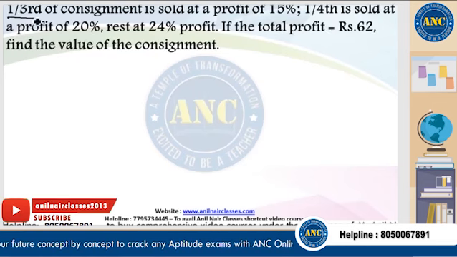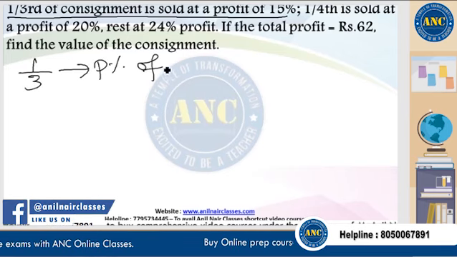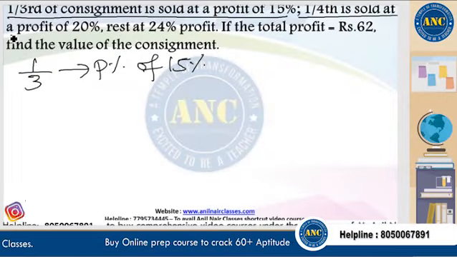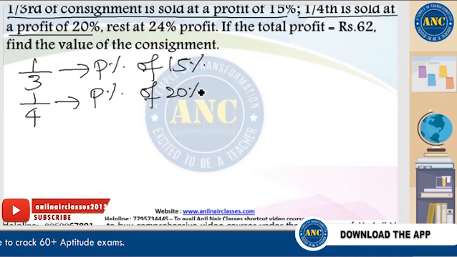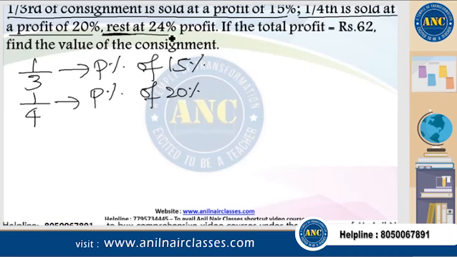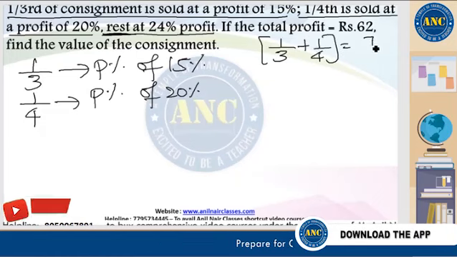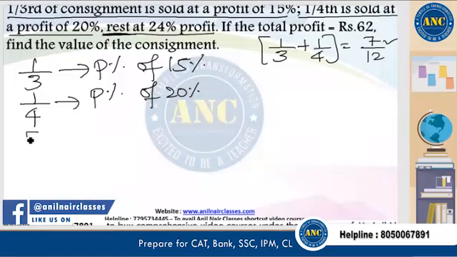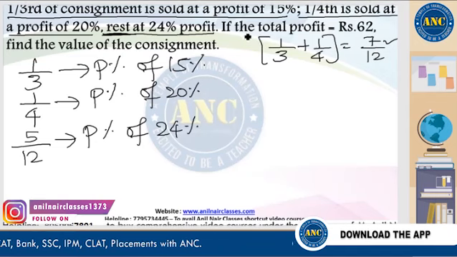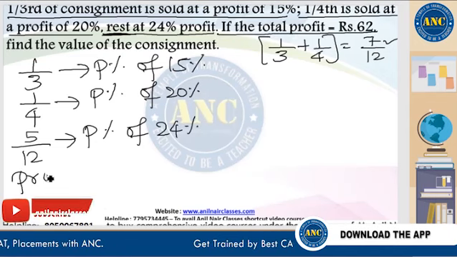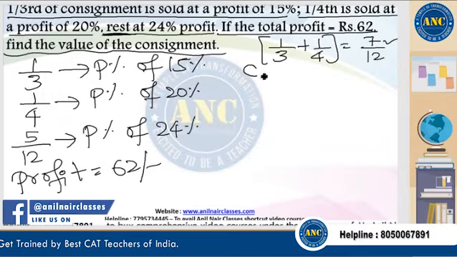The next question is: 1/3 of a consignment is sold at 15% profit, 1/4 is sold at 20% profit, and the remaining at 24% profit. 1/3 plus 1/4 is nothing but 7/12. 7/12 is completed. Remaining is 5/12. The remaining 5/12 is sold at 24% profit. Your question is, if the total profit is 62 rupees, find the value of the consignment. What is the cost price?